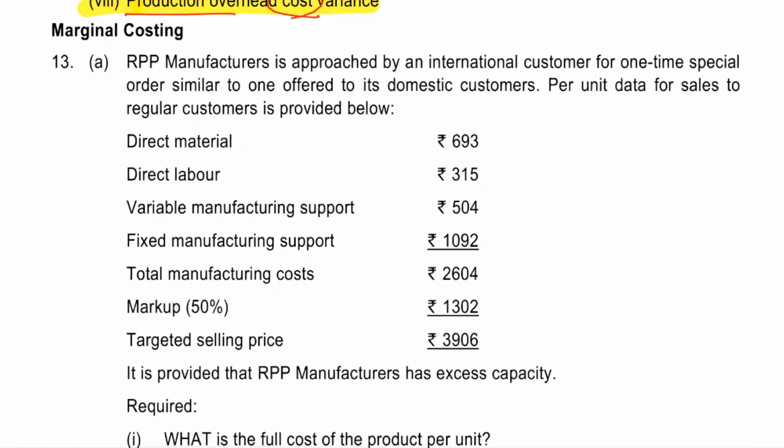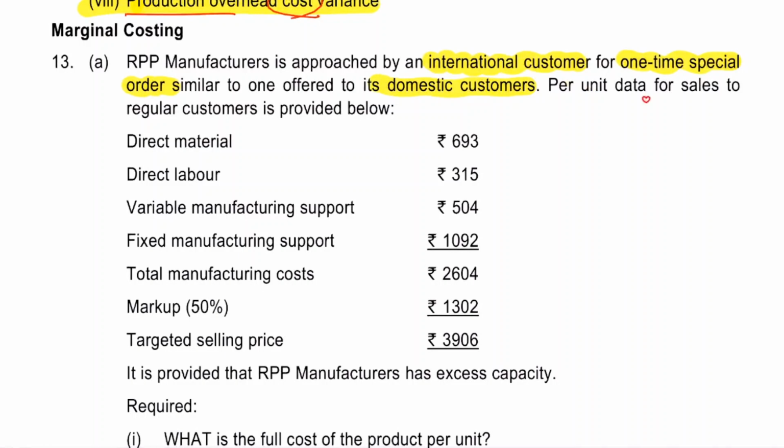Okay, now guys, let's start with this, which is marginal costing का question, RTP November 22. Let's have a look. Easy है, RTP but quite different, not usual whatever we have done, little bit different. A manufacturer is approached by an international customer for a one-time special order similar to one offered to its domestic customer. So now we sell one product in a domestic market. For that matter, I have got one international order and it is one-time order.